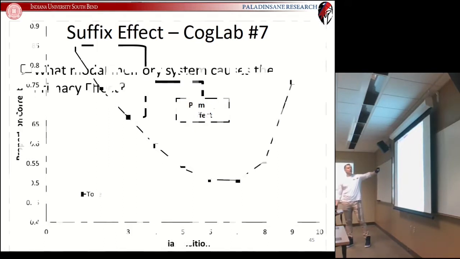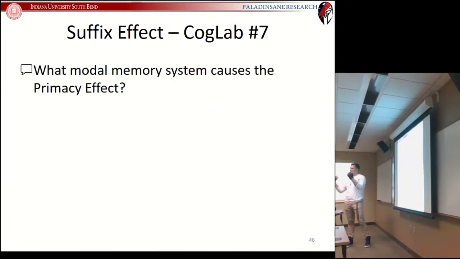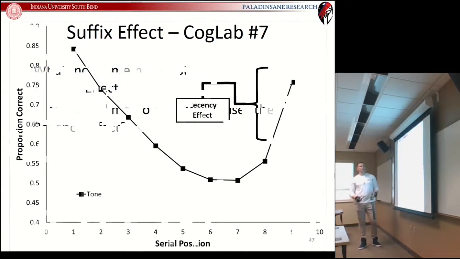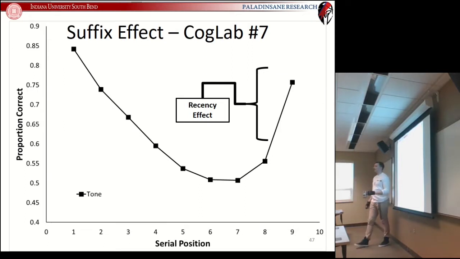So it's quite possible that the modal memory system causing the primacy effect might have been working memory, could have been some form of weak long-term memory, but definitely something was going on where you were able to maintain those first three numbers. What about the modal memory system that causes the recency effect? What might be the reason why you're able to recall those final two, or at the very least that final single number?